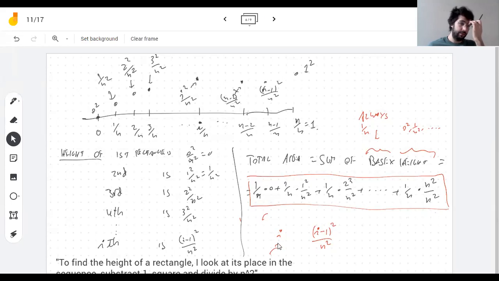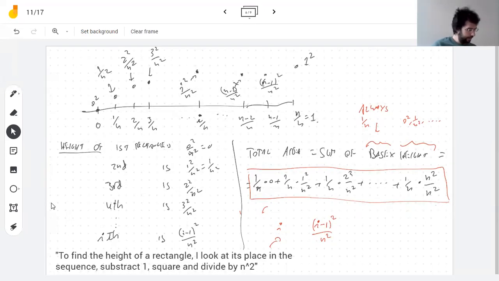Why are you subtracting 1? Because it's just how things worked out. If I'm calling this the first rectangle, the first one has height 0. And the second one, so this is the first, this is the second, the second one has height 1 over n squared. The third one has height 2 squared divided by n squared.